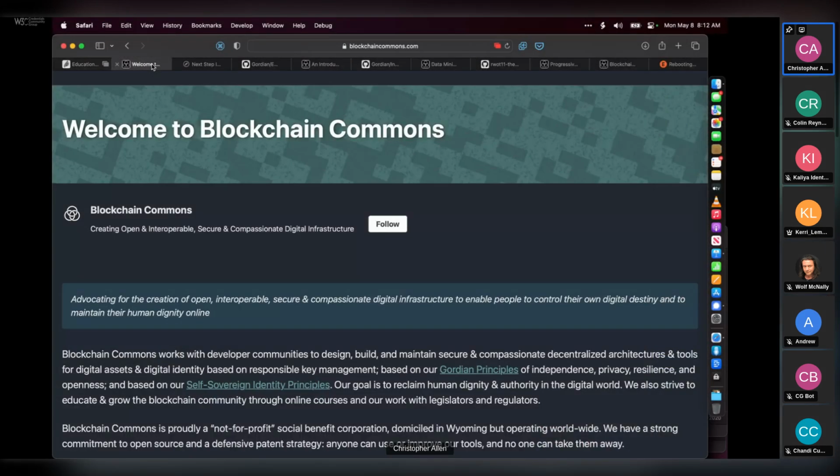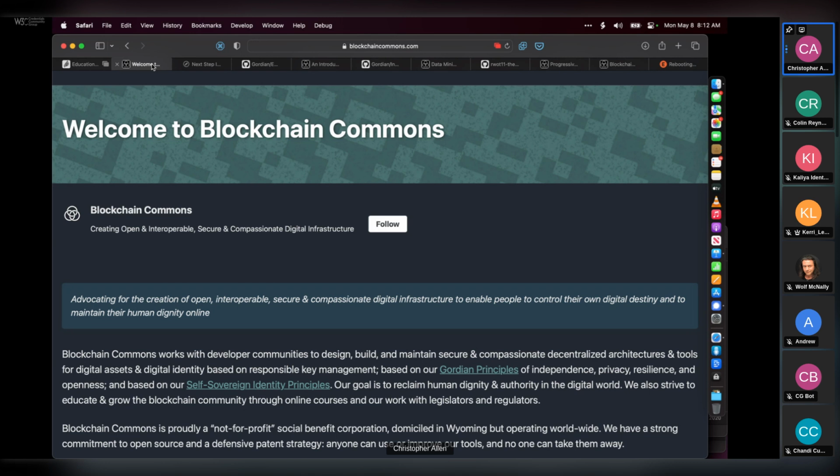So I'm Christopher Allen from Blockchain Commons. Our big goal is how do we create an open, interoperable, secure, and compassionate digital infrastructure to enable people to control their destiny and to maintain their human dignity online. We are particularly focused now on working with developer communities around tools for digital identity, digital assets, and responsible key management.